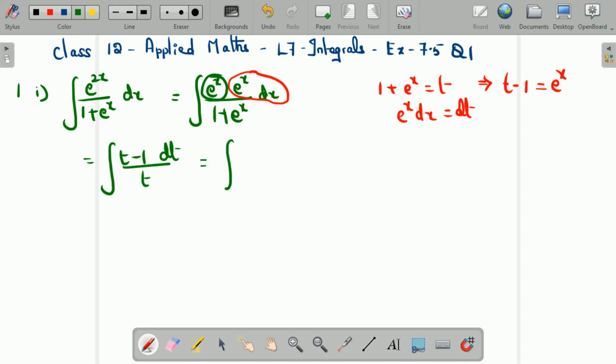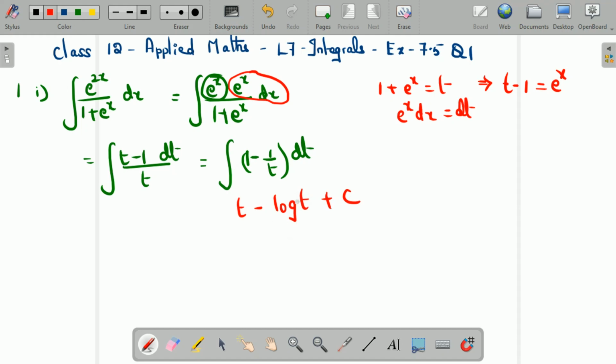Now term wise I am going to divide by t. So the first one will become 1 minus 1 by t dt. Now you can do the integration. So if you do, the first term will become t. The second one will become minus log t plus c.